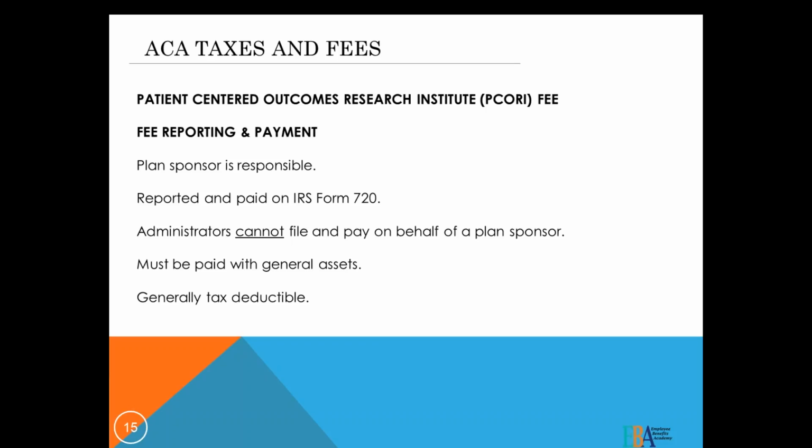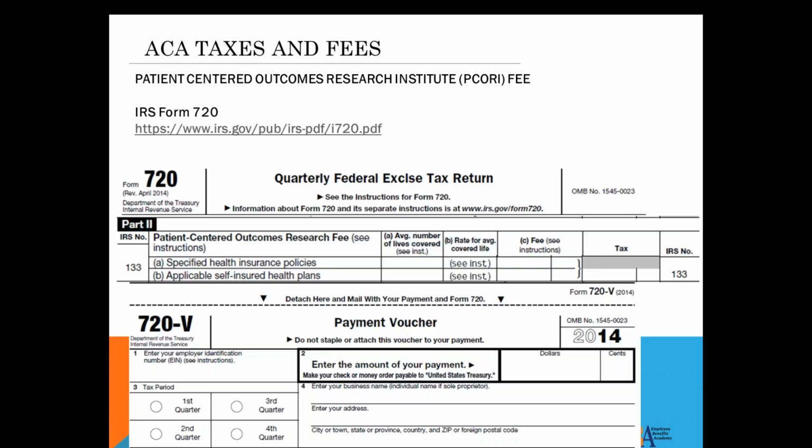And because the fee really is imposed on the employer or the plan sponsor itself, not the actual plan, the fee cannot be paid with plan assets, and those generally include employee and participant contributions via payroll deduction. It must be paid from the employer's or the plan sponsor's general assets. The fee is generally tax deductible as an ordinary and necessary business expense.